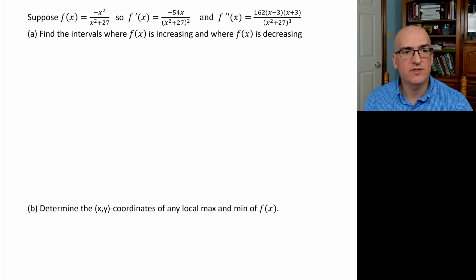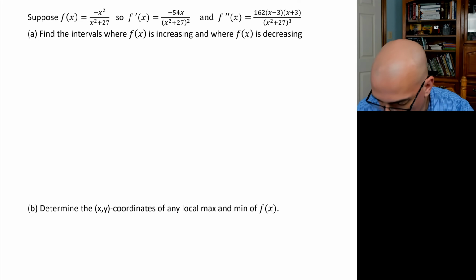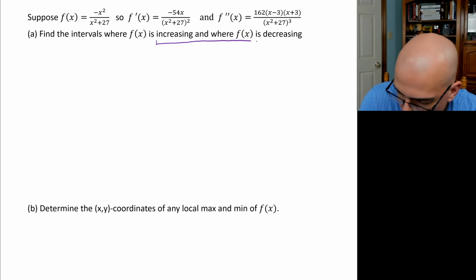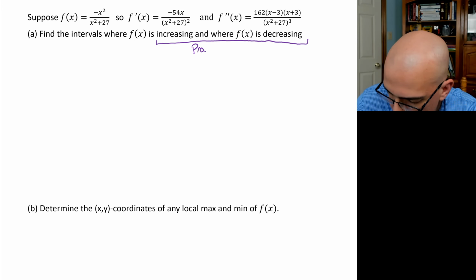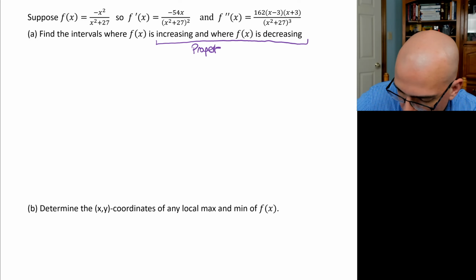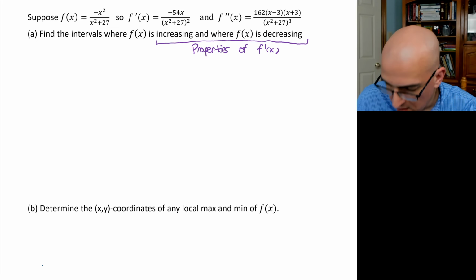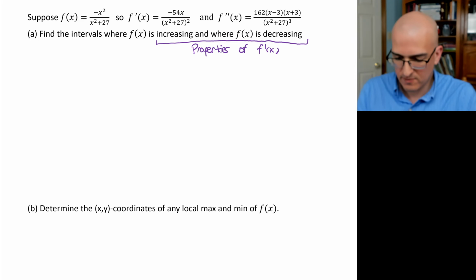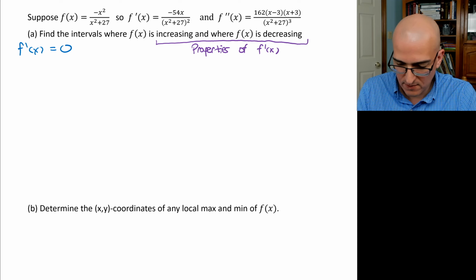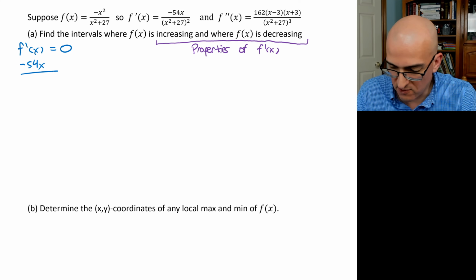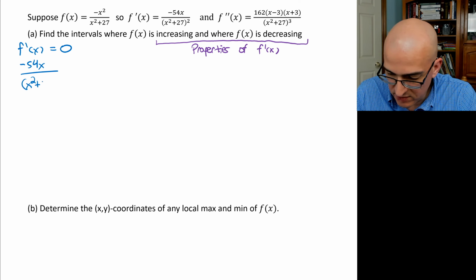Part A, find the intervals where the function is increasing or the function is decreasing. Increasing and decreasing are properties of the first derivative. So we'll do the usual thing. We'll set the first derivative equal to 0. So negative 54x over (x squared plus 27) squared equals 0.